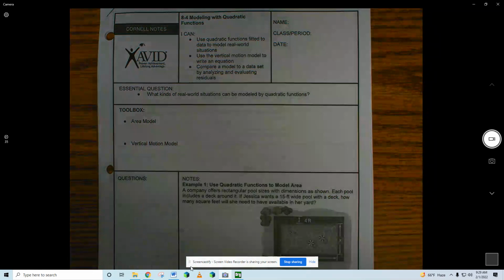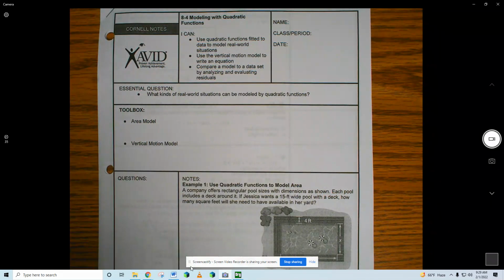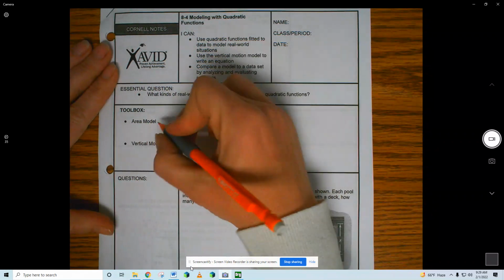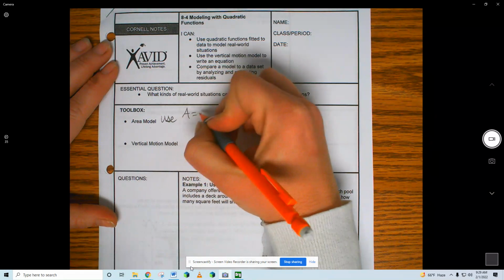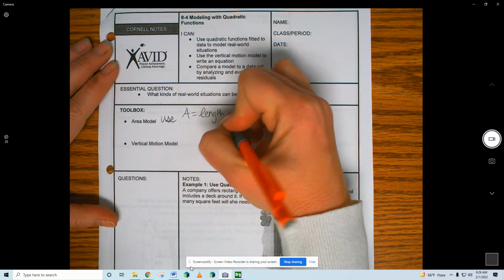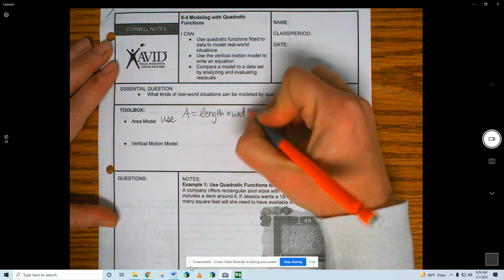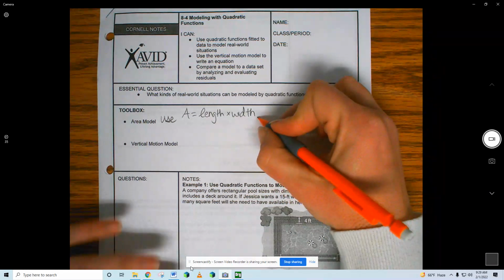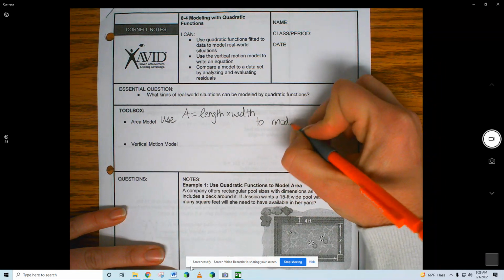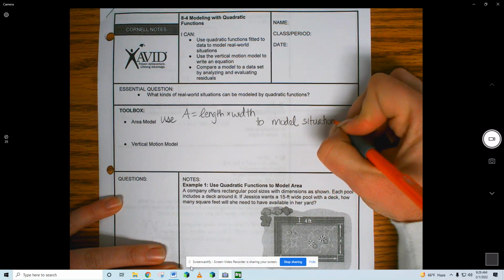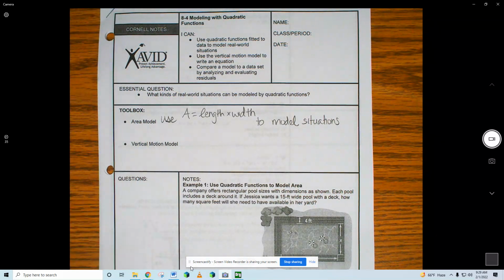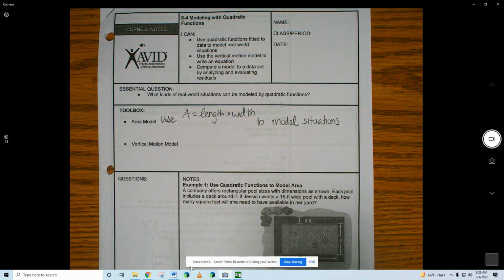So the area model is where we are going to use the area equals length times width to model situations. So it's just all length times width today. And tomorrow we're going to do review of length times width.